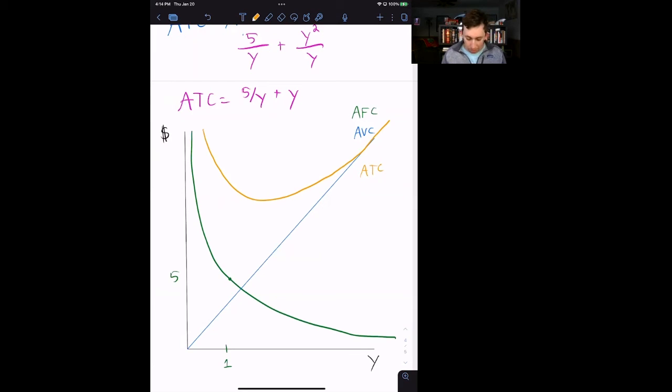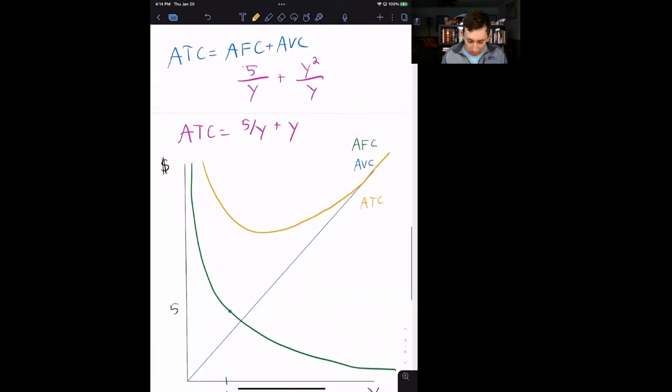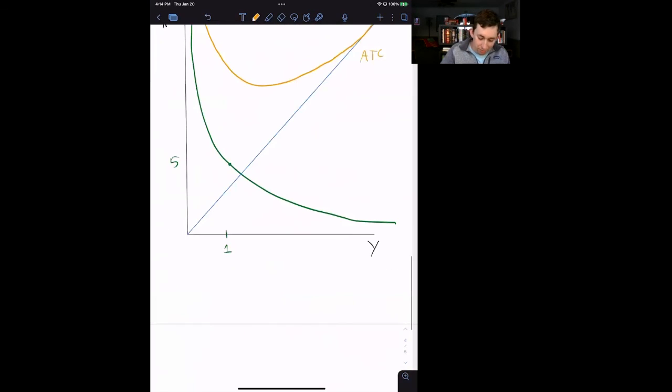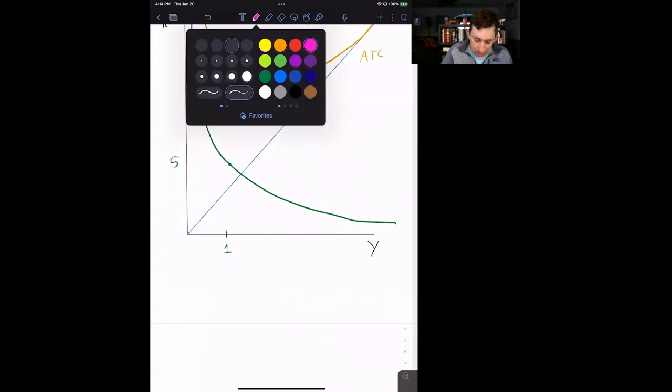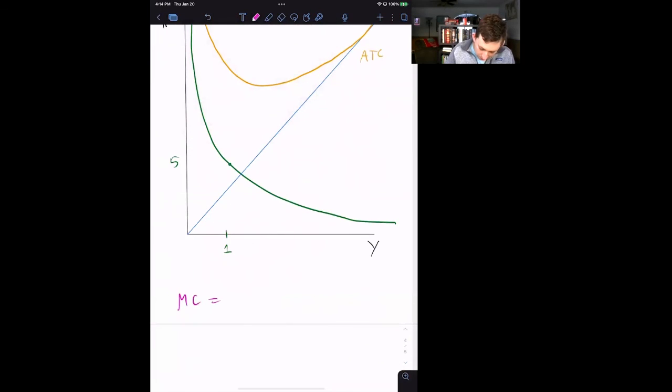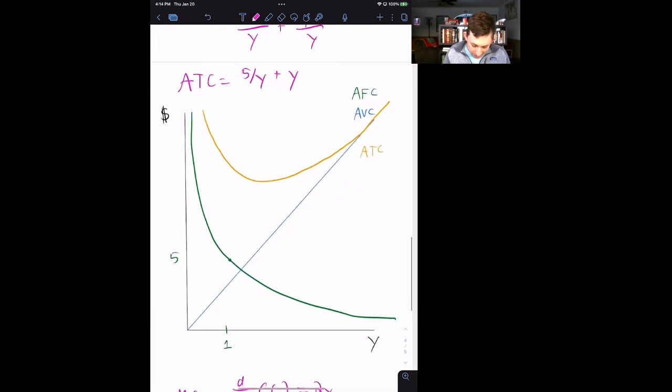Notice we can also put the marginal cost on here, where the marginal cost, or the derivative of the cost function. Remember, derivative of the cost function is equal to 2y, so we can throw that on here as well. And that is just going to look something like this.